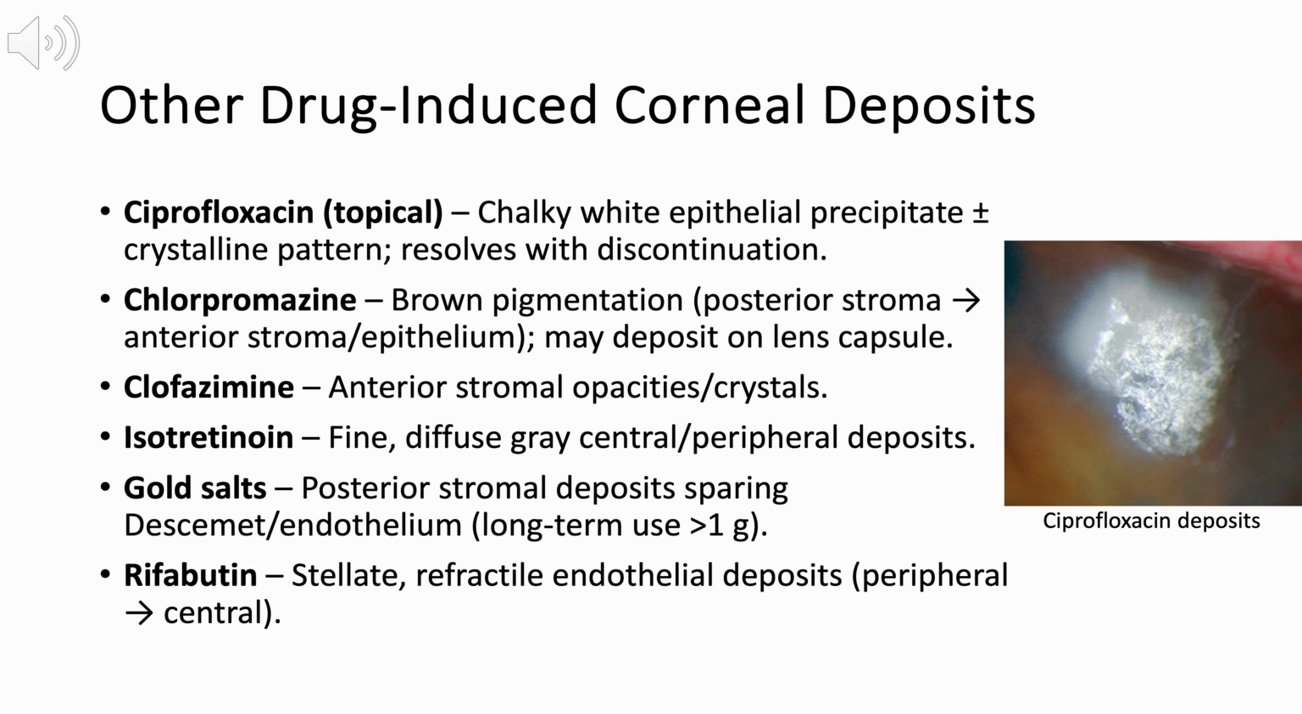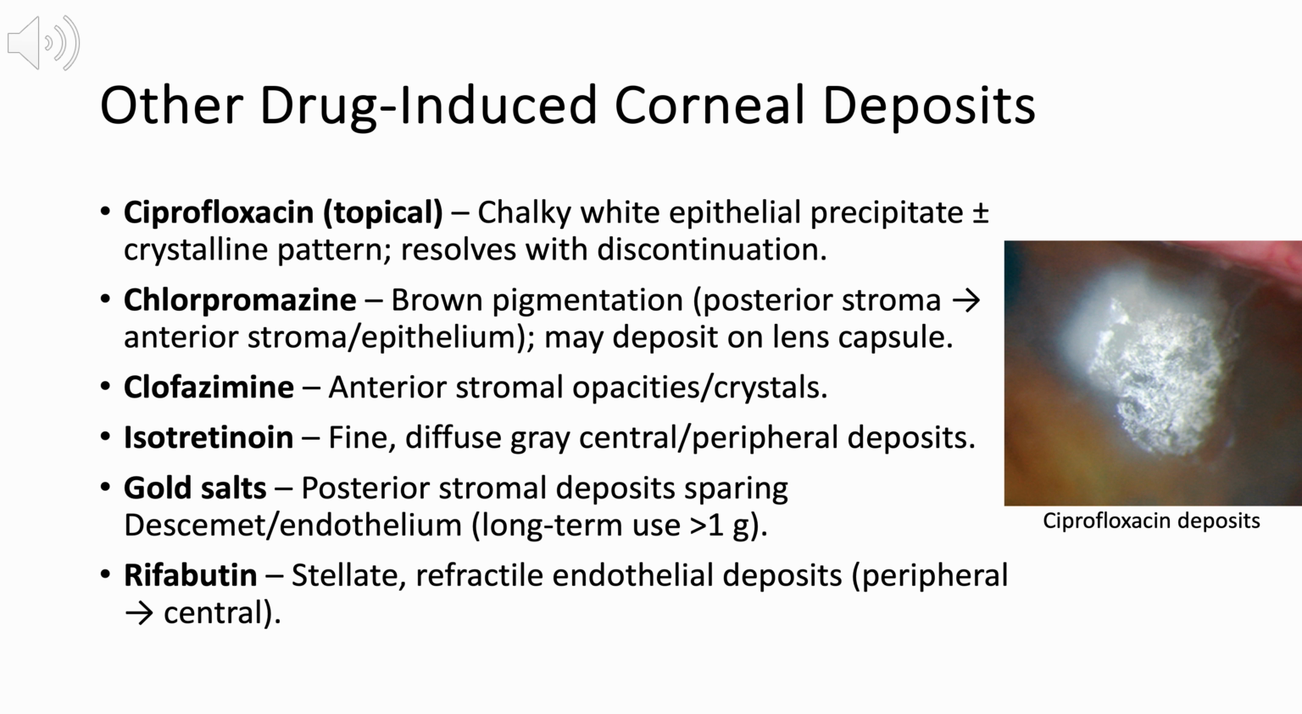It enters the cornea through the aqueous, therefore the brown opacities are first found in the posterior cornea, including the endothelium, Descemet's membrane, and posterior stroma, and later progress toward the anterior stroma and epithelium. It may also deposit on the lens capsule. Clofazimine is associated with anterior stromal opacities or crystals. Isotretinoin produces fine diffuse gray deposits in both central and peripheral cornea.